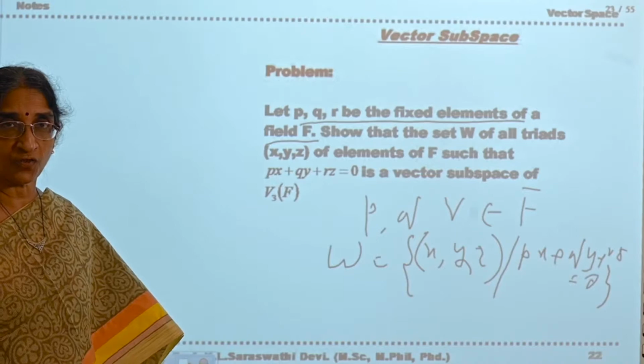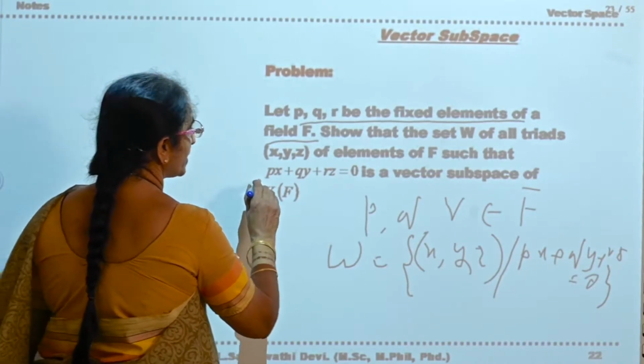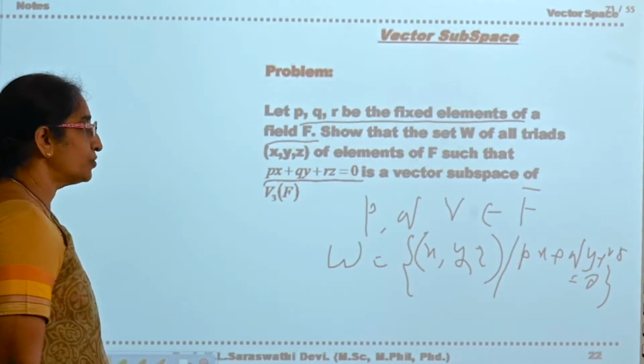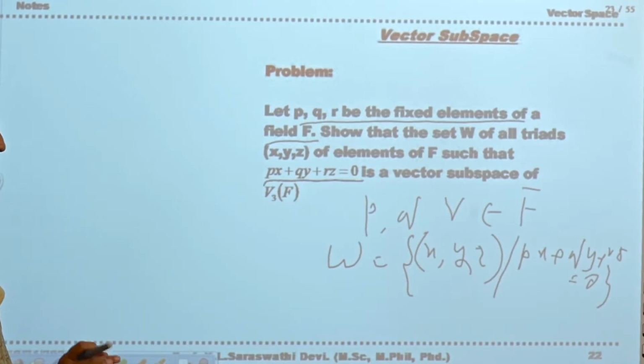x, y, z should satisfy the condition px plus qy plus rz is equal to 0. Then W is a vector subspace of V3 of F.